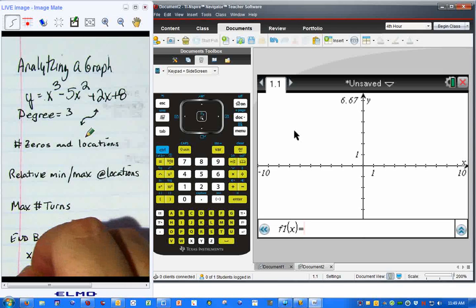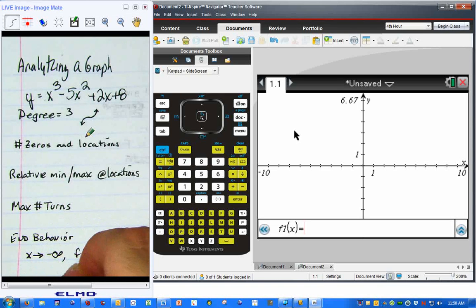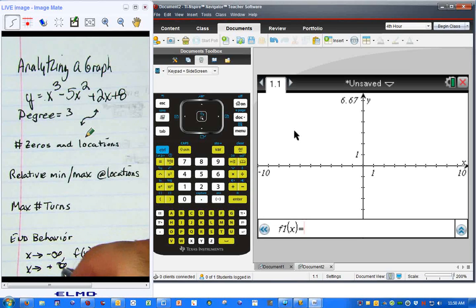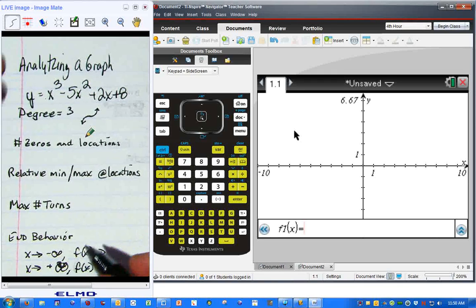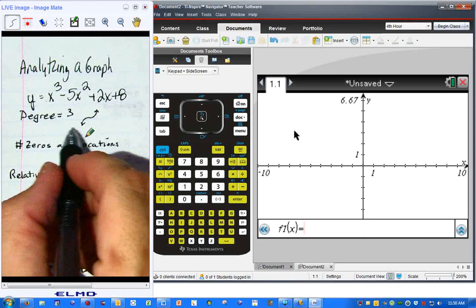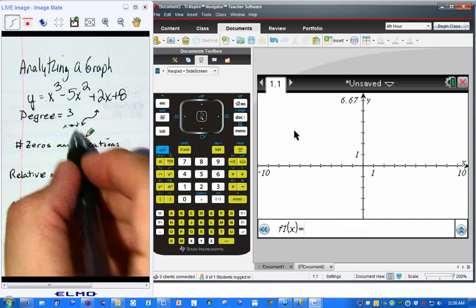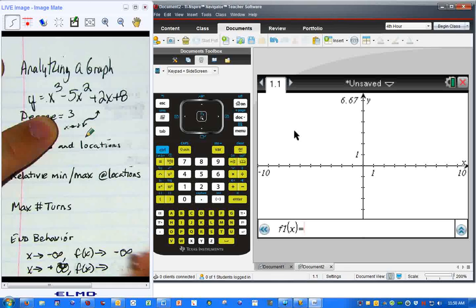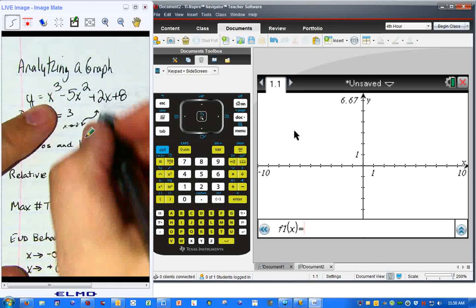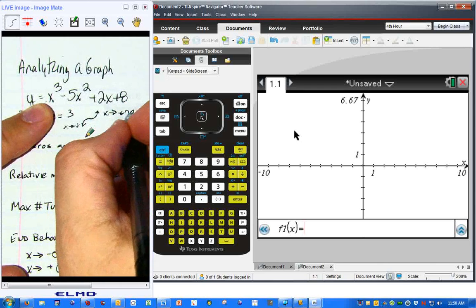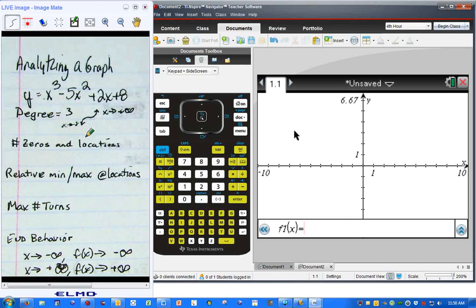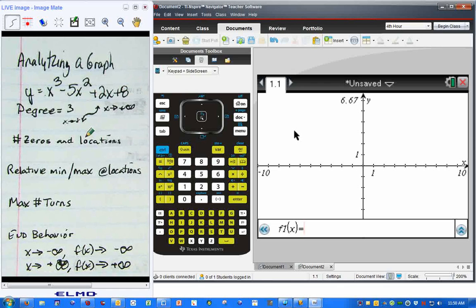As x goes to negative infinity, what does f of x do? As x goes to positive infinity, what does f of x do? Well, we can figure out end behavior from here. As x goes to negative infinity, the graph is going to negative infinity. And as x goes to positive infinity, the graph is moving up to positive infinity. So you can figure out end behavior just from that idea.